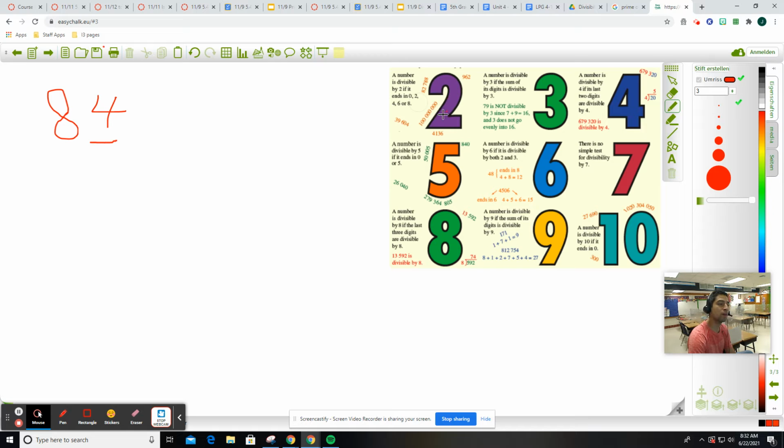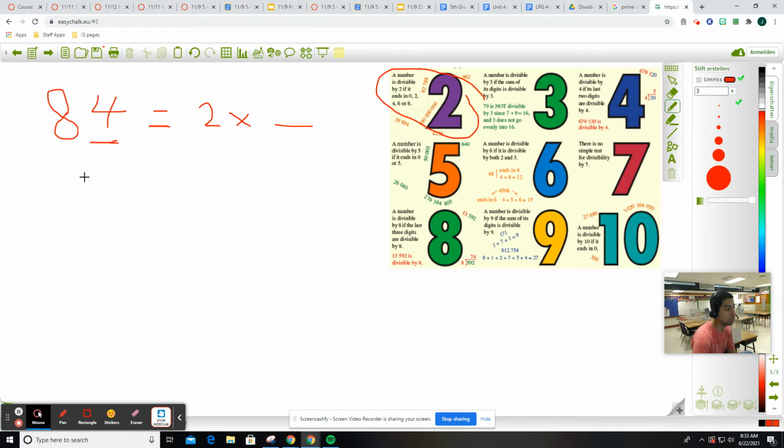So if I look at the rule number 2, it says a number is divisible by 2 if it ends in 0, 2, 4, 6, or 8, right? 84 does end in 4, so that means 84 is divisible by 2, so that means it's a composite number. And with division, right, division is the opposite of multiplication. So that means there's some number that I can multiply with 2 to get 84. I don't have to know what number that is. All I know is that 84 is a composite number because it is divisible by 2.